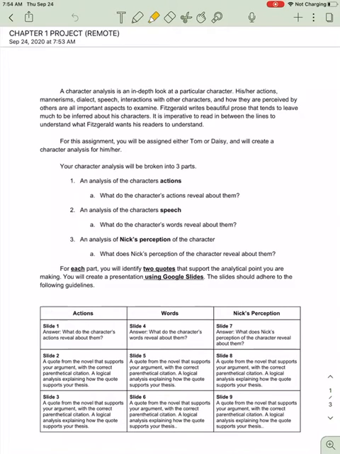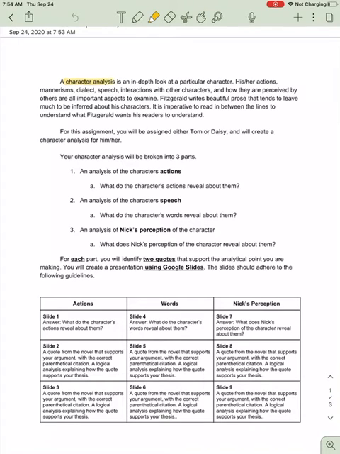I just want to go over the directions for the Chapter 1 analysis project for The Great Gatsby. So, a character analysis is an in-depth look at a particular character. This is what we're working on right now. You look at their actions, mannerisms, their dialect, their speech, the way they talk, interactions with other characters, and how they are perceived by others.